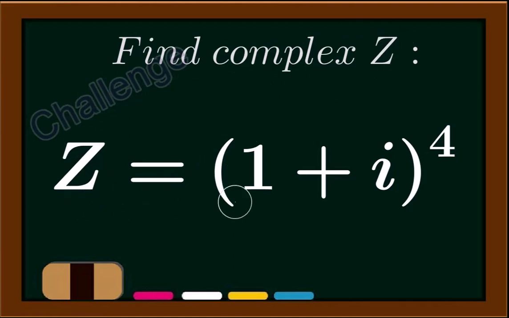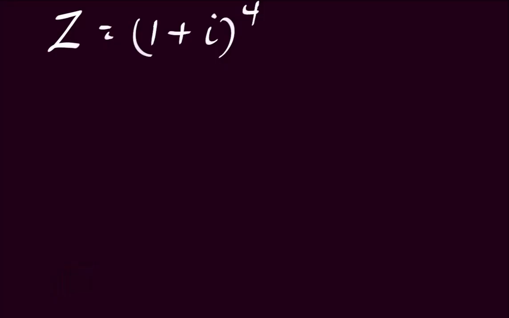We are going to calculate this power. We have to find z. If we say z is equal to the quantity 1 plus i to the power 4, we are going to use two ways to solve this one. The first way is to use the Pascal triangle to find the coefficients and then find the expansion and then calculate.